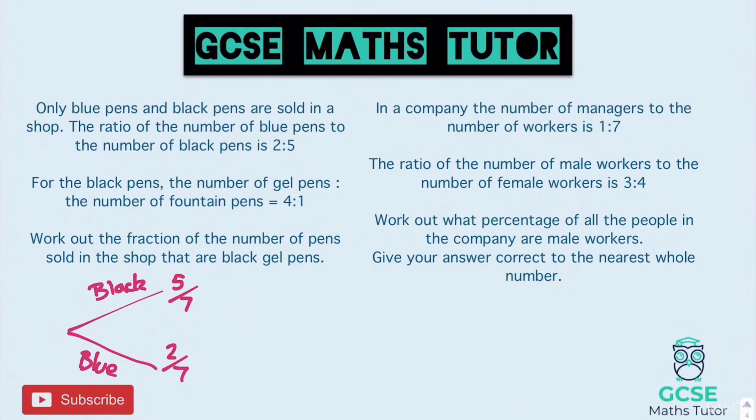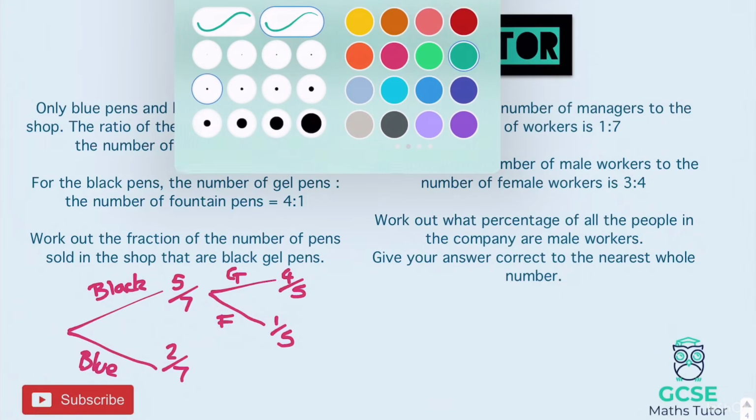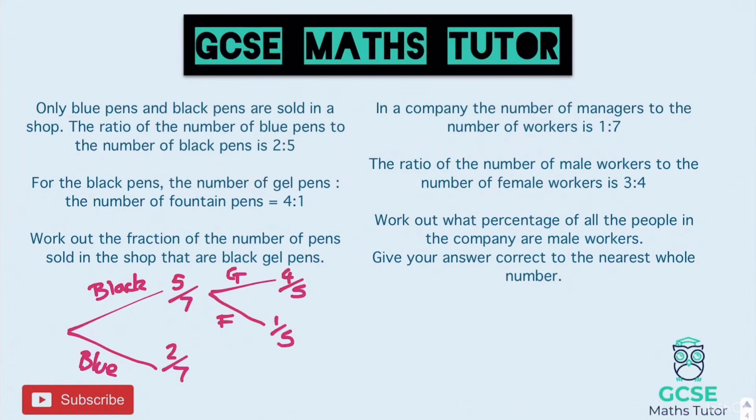Then it says for the black pens, they're either gel pens or fountain pens. So we'll just label this up, G and F. And it says that's in the ratio 4 to 1, which is out of 5. So gel pens is 4 out of 5, and the fountain pens is 1 out of 5. There we go. And we need to work out the fraction, let's have a look, that are black gel pens.